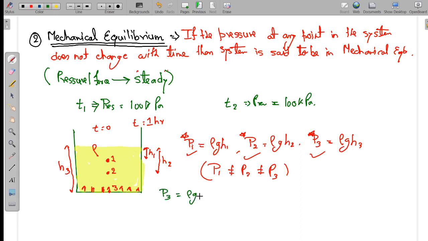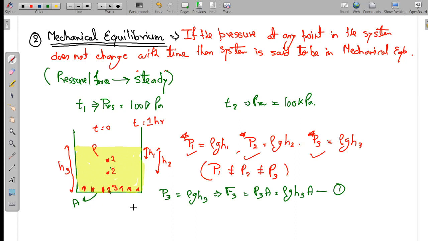Rho G H3. If I want to calculate the force due to this pressure P3, then what will be the force? F3 is equal to P3 into, let us consider the area of this vessel is capital A. So P3 into A. So I can write rho G H3 into A. This is the value of the force F3. Similarly, what downward force will be acting at this point? The weight of that fluid.